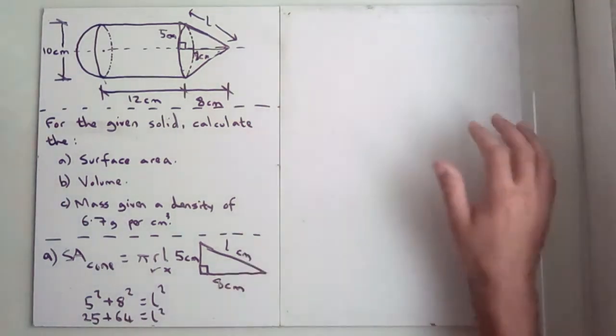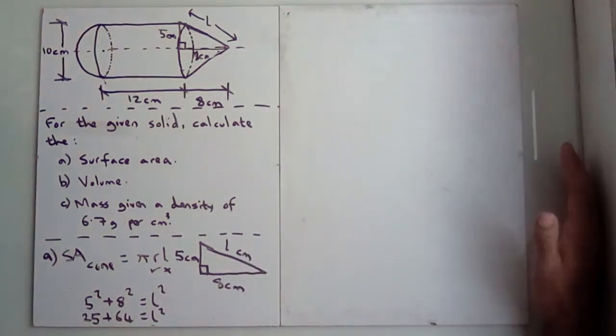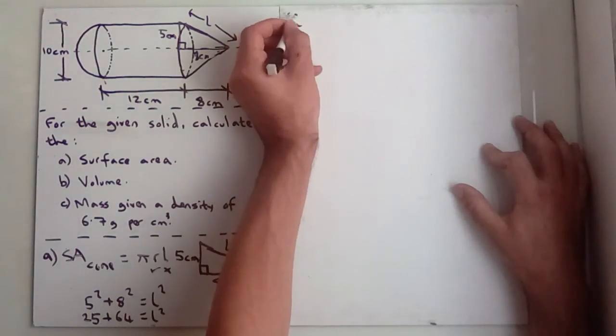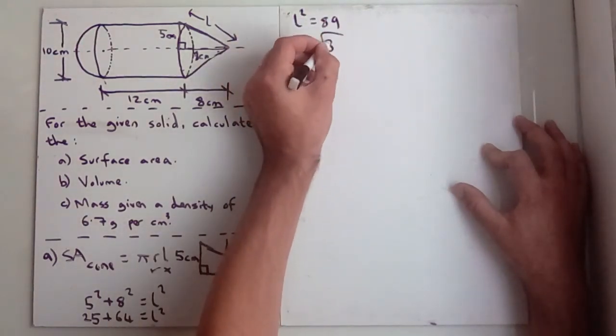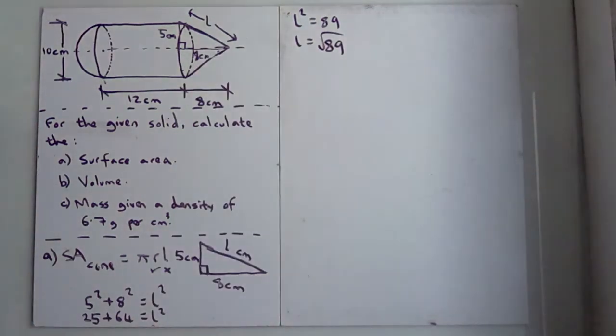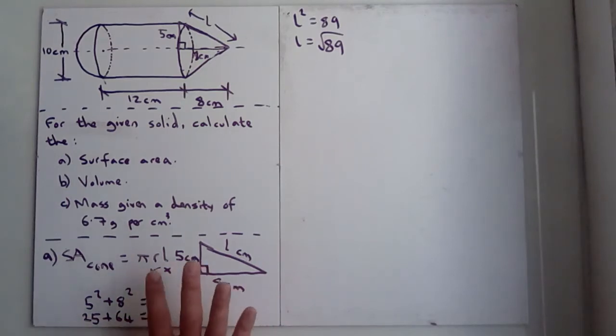So now we're going to have to move over here. Well, 25 plus 64 is 89, so L squared equals 89. L must equal root 89. And I would leave it in that form for now. We're only going to have to use that L for calculation, so it's much neater like that once we put it into the calculator. So we're good for the cone. We've got pi, well, pi is just pi. We've got R, we've got L.